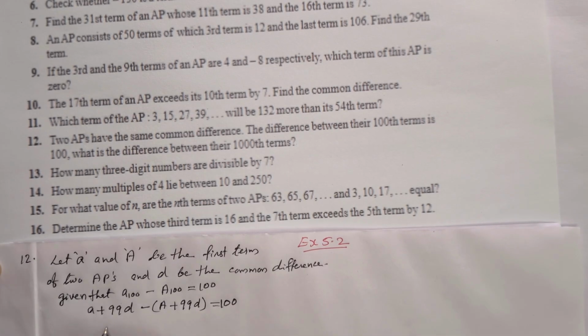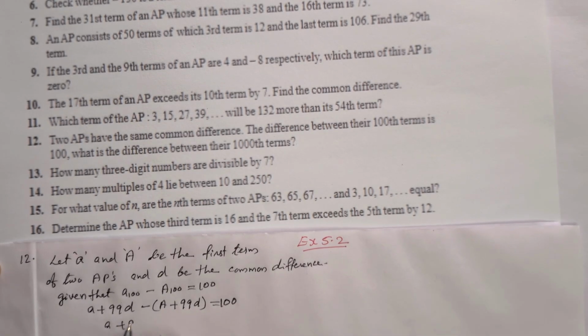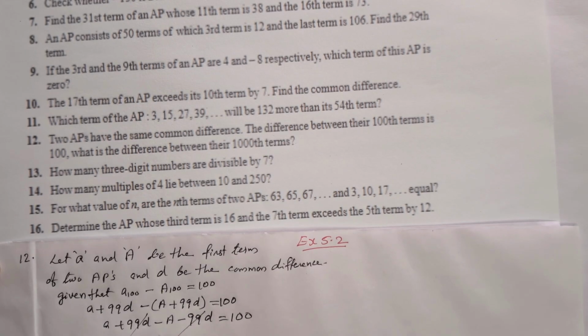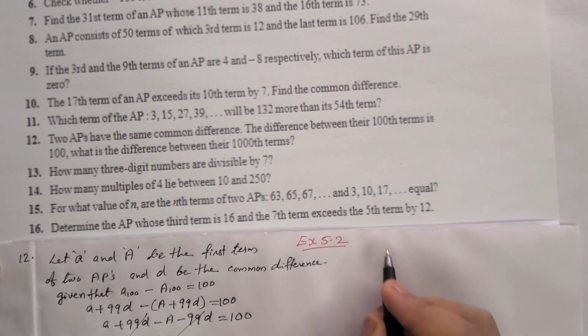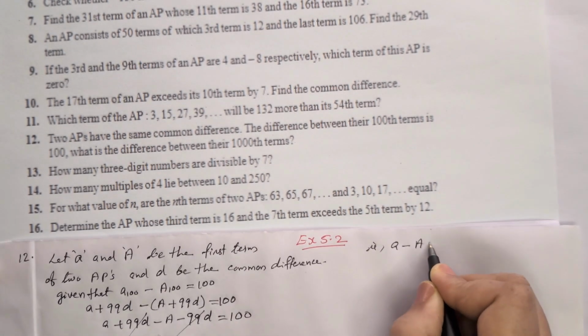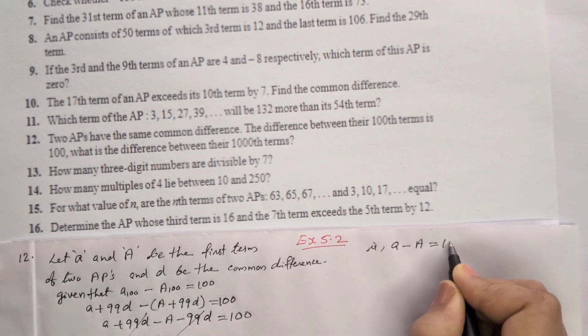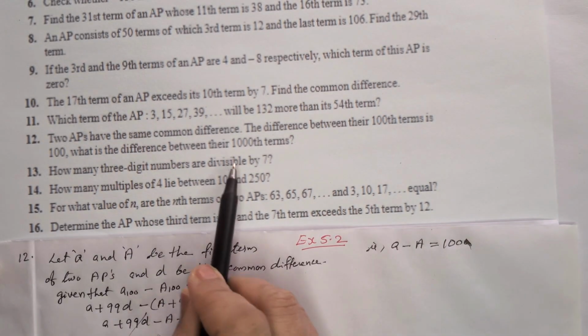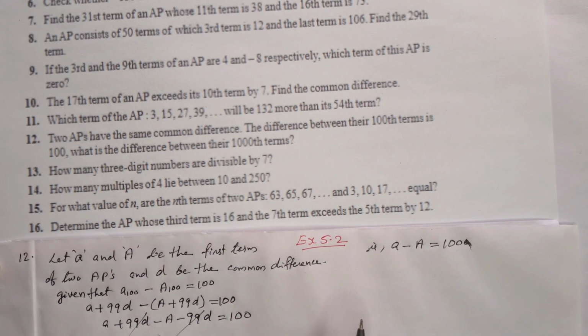When we are opening this bracket, a plus 99d minus capital A minus 99d is equal to 100. Here 99d positive and negative, that we can cancel. Then the remaining is a minus capital A is equal to 100. Next we are going to check their 1000th term.